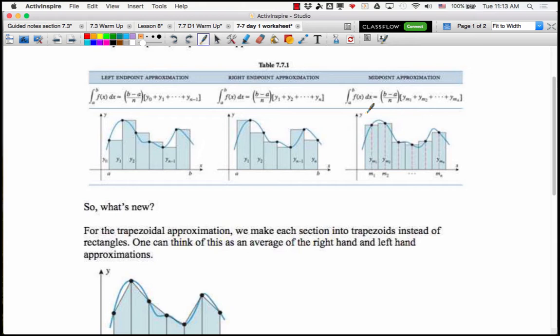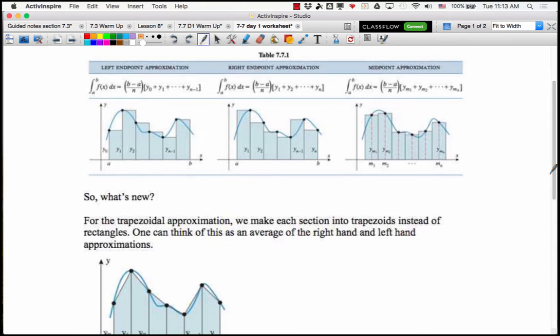You guys have done this before. Left endpoint approximation, right endpoint approximation, midpoint approximation. There were some formulas for it. You guys remember the formulas a little bit? Probably didn't use them much because I told you not to. But you got the base times the height on the left-hand side, and so on. Then you have base times the height on the right-hand side, to the right. In this one, you did base times the height at the midpoint.